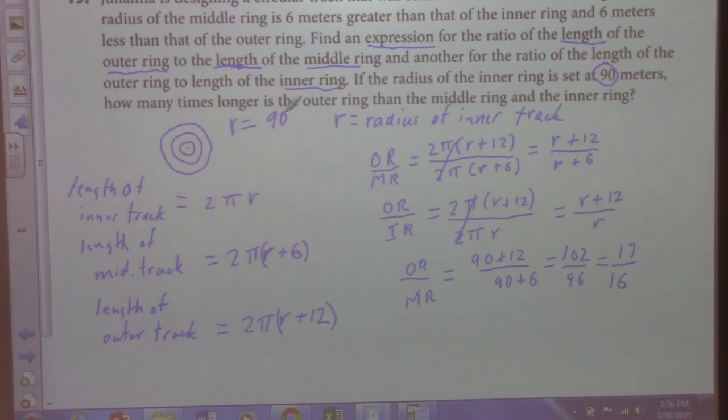And then the last thing it says, how many times longer is the outer ring? So outer ring to inner ring, you should get 102 over 90, which is 17/15. Okay?